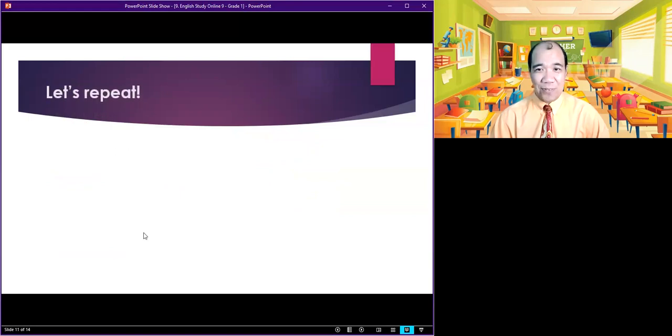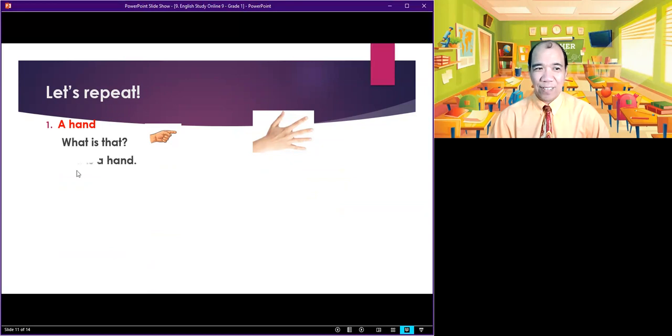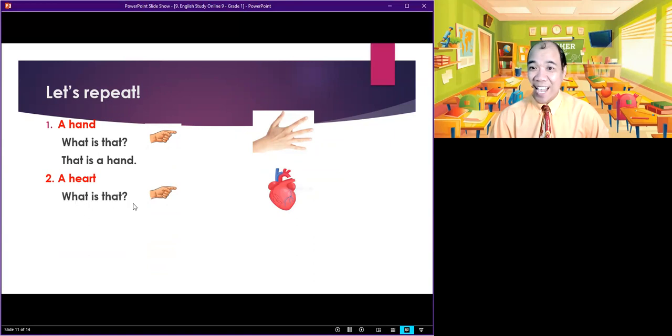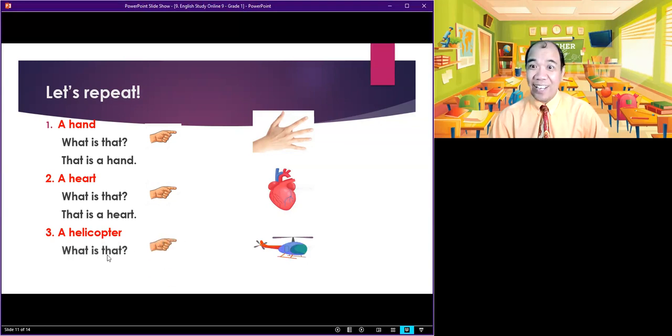Okay, let's repeat so that you will remember this lesson. A hand. What is that? That is a hand. A heart. What is that? That is a heart. Number 3, a helicopter. What is that? That is a helicopter.